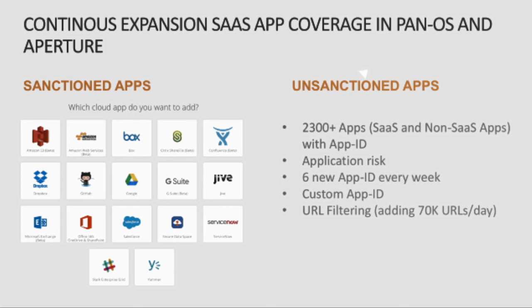And then on the unsanctioned apps, and when I say apps, I don't mean URLs. Of course, we have a few hundred thousand URLs which we put in buckets like gaming and adult and things like that. In addition to that, there are 2,300-plus apps where we can granularly say what the application controls and the application risk are, and we keep adding more and more new applications as we see them and as customers request.